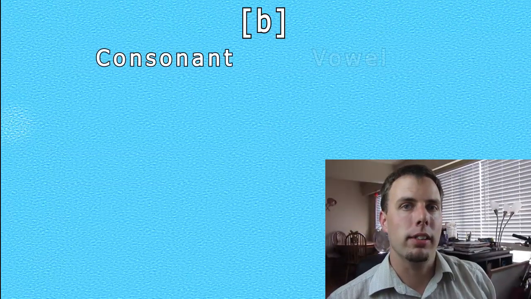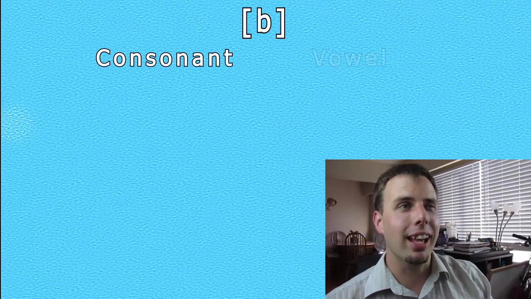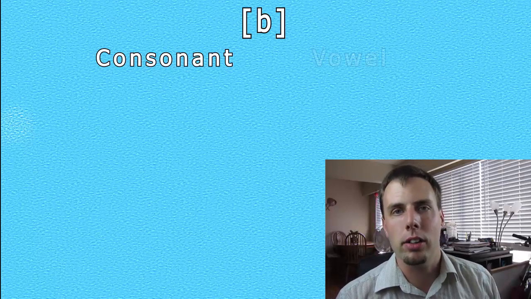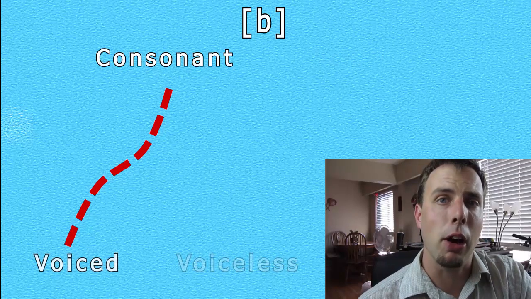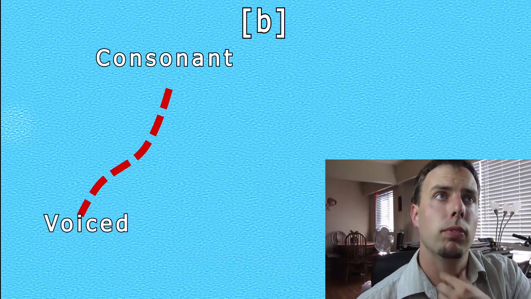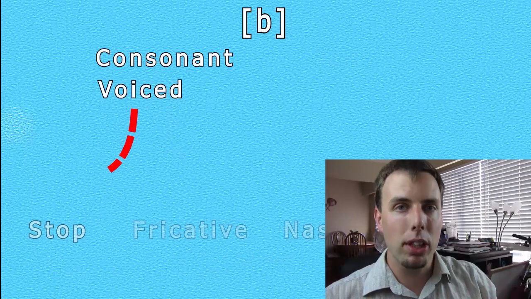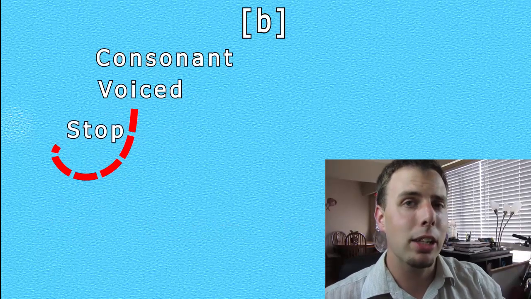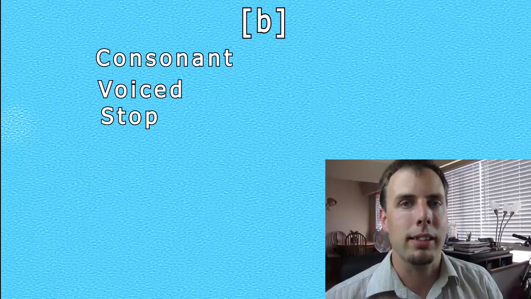So now you have the basics. Let's talk about the B sound specifically. B is a consonant sound. Consonant means a sound where you stop or block or slow down the air in some way. B is also a voiced sound, meaning you use your voice. And the most specific category is that B is a stop sound. This means that you stop the air to make the sound. So B is a stop voiced consonant.